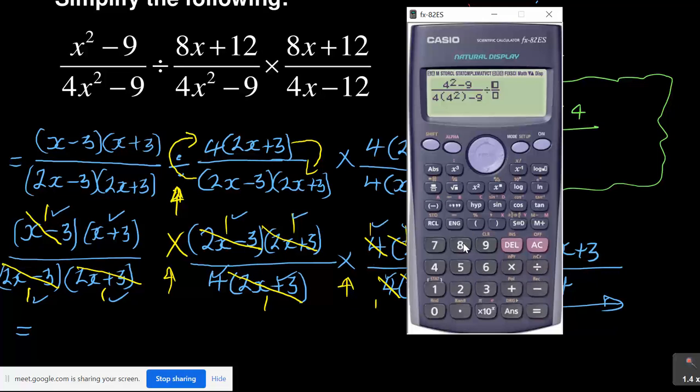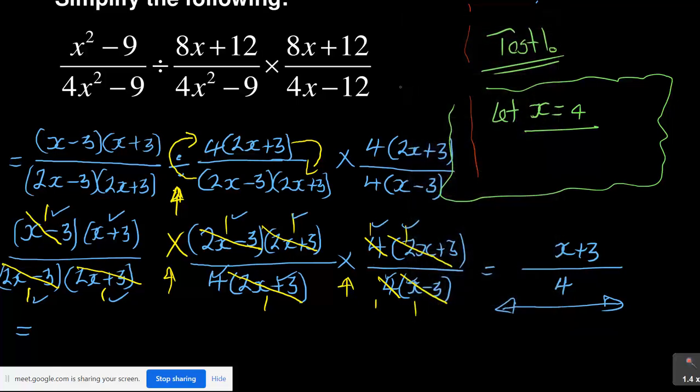You do the same thing, which is 8 times 4 plus 12 over 4 squared minus 9, and then we are multiplying by 8. It's a fraction again, which is 8 times 4 plus 12 over 4 times 4 minus 12. Now when you've done that, under equal, you see I'm getting 49 over 55.